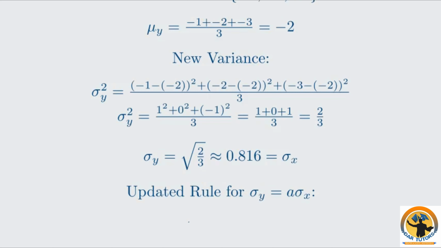Therefore, the transformation rule needs to be adjusted. The new standard deviation is not A times the old standard deviation, but the absolute value of A times the old standard deviation. This ensures that the standard deviation, which must be non-negative, remains non-negative. This is a very important detail.